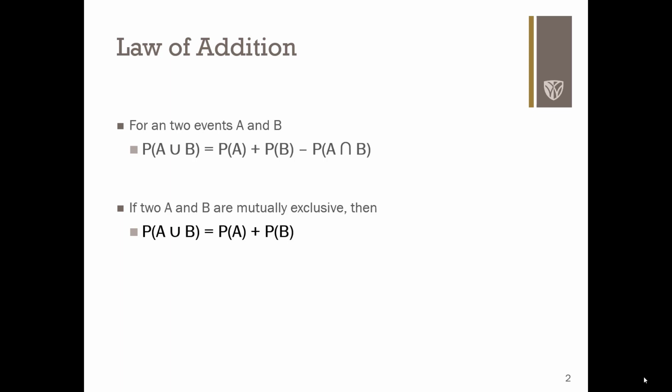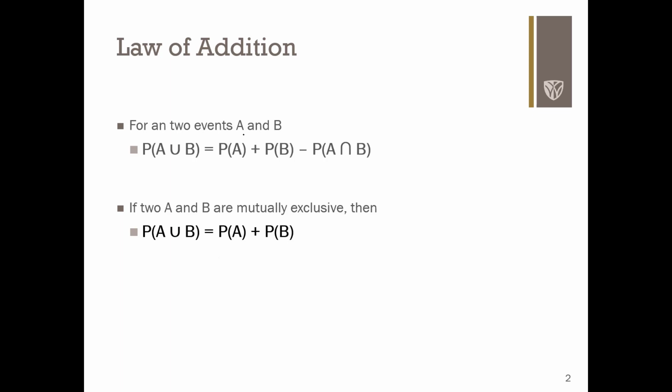And the law of addition just says if we want to know the probability that either A or B occurs, so event A could occur or event B could occur, what's the probability that one or the other of those two events occur? Then we compute that probability by computing the probability that A occurs plus the probability that B occurs minus the probability that both of them occur.